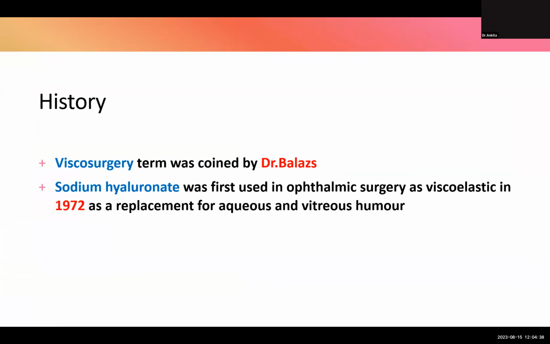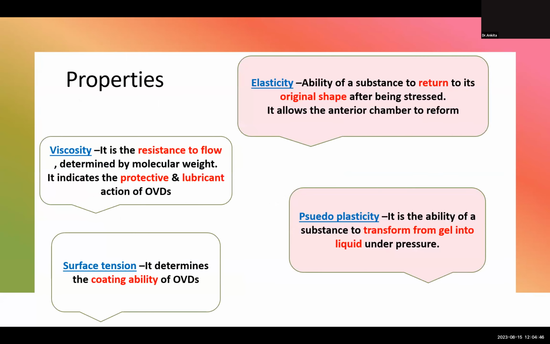Elasticity. It is the ability of a substance to return to its original shape after being stressed. So, it allows the anterior chamber to reform. Now, viscosity. It is the resistance to flow, which is determined by its molecular weight. So, it indicates the protective and lubricant action of the OVDs. Plasticity. It is the ability of a substance to transform from gel into liquid under pressure. And surface tension. It determines the coating ability of OVDs, meaning low surface tension will have high coating ability.